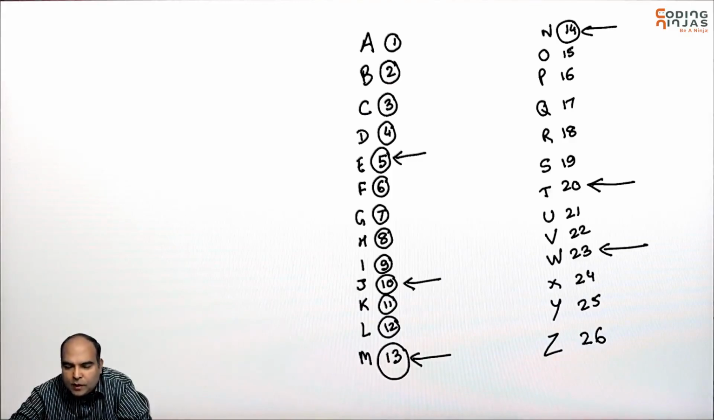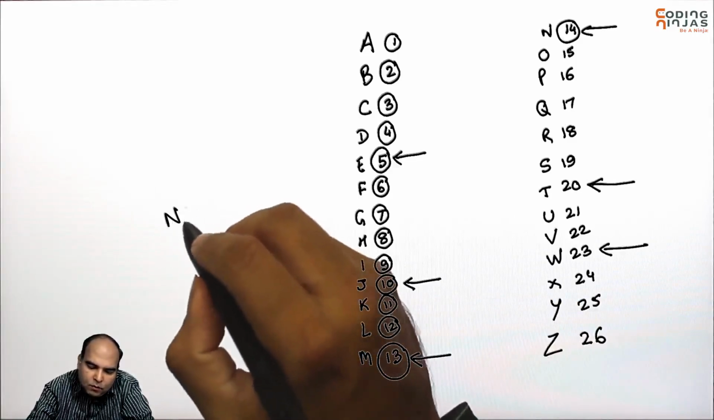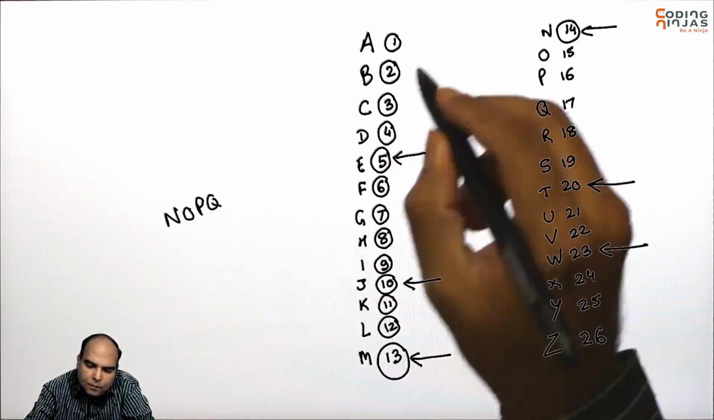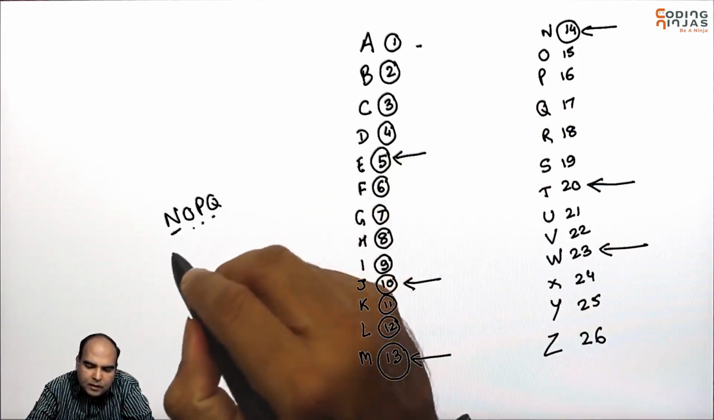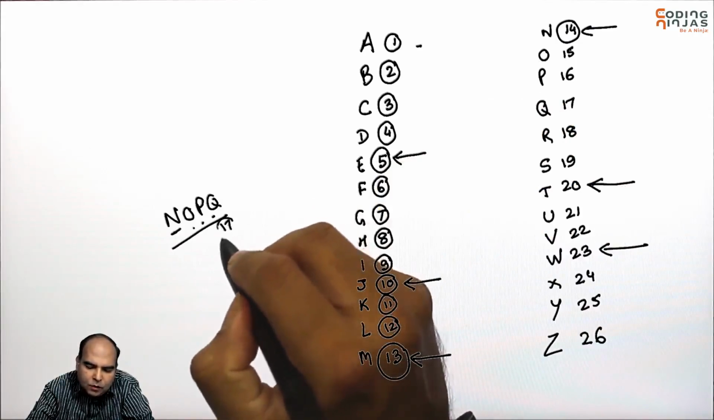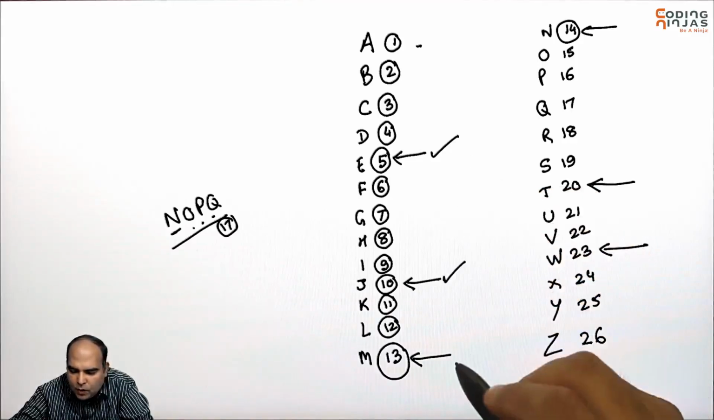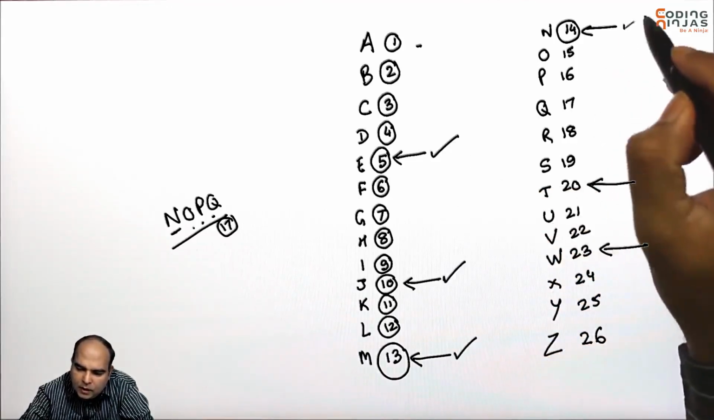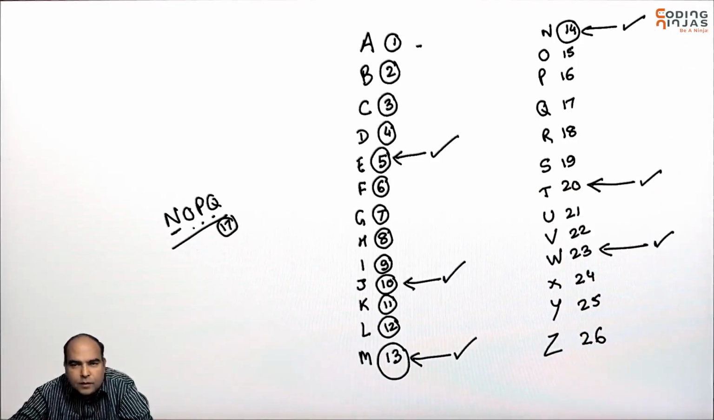For example, if you know that N is 14 and you want to find what Q is, you can simply go NOPQ. Rather than starting from A, you start from the 14th, 15th, 16th, 17th, and you'll be able to make out that Q is the 17th. So E is 5th, J 10th, M 13th, N 14th, T 20th, and W 23rd.